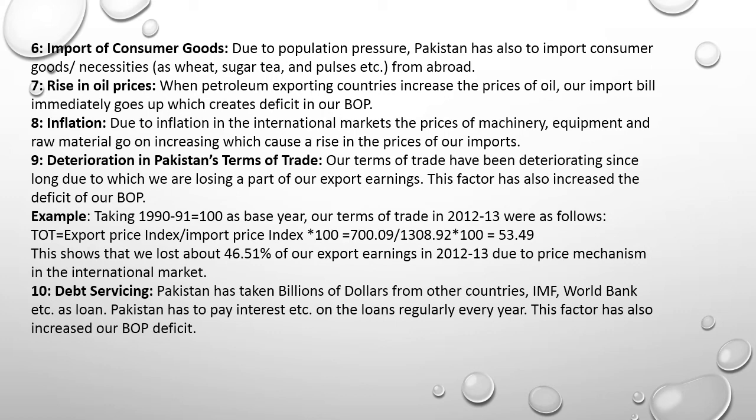That means we have lost 46.51% of our foreign exchange. This shows that we lost about 46.51% of our export earnings in 2012-13 due to the price mechanism in the international market. Number 10, debt servicing. Pakistan has taken billions of dollars as loans from other countries, the IMF, World Bank, etc. Pakistan has to pay interest, etc., on the loans regularly every year. This factor has also increased our BOP deficit.